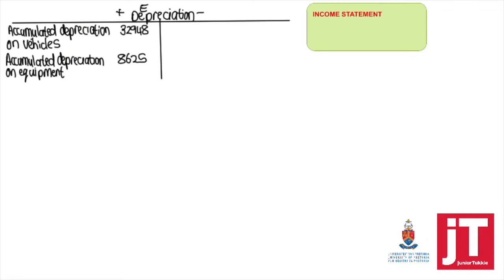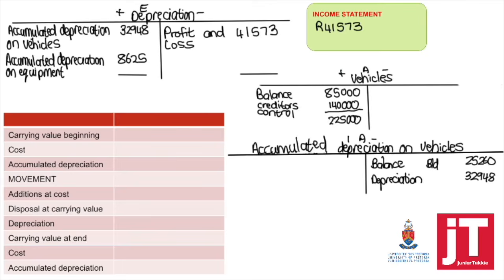When we complete now the financial statements, what will appear in my financial statements? The total depreciation for this accounting period is 41,573. We have one depreciation account to show all of our depreciation, and that's why you need to be specific. You cannot just write accumulated depreciation. What will appear in your balance sheet, in your tangible asset note?